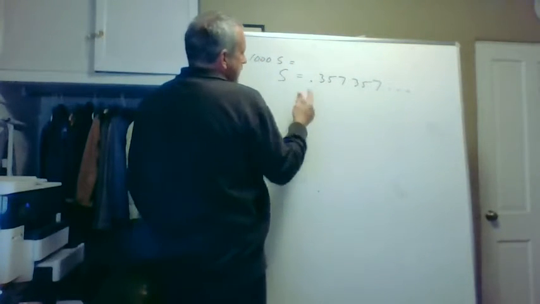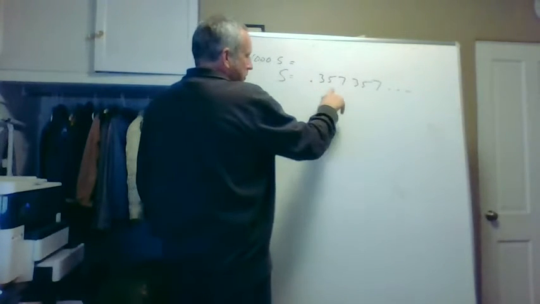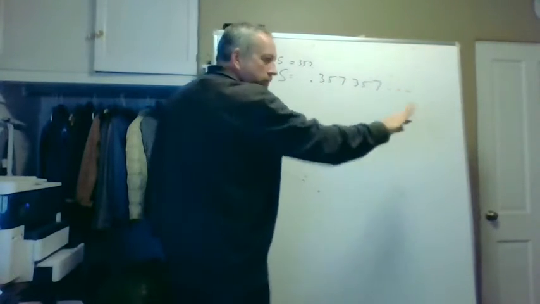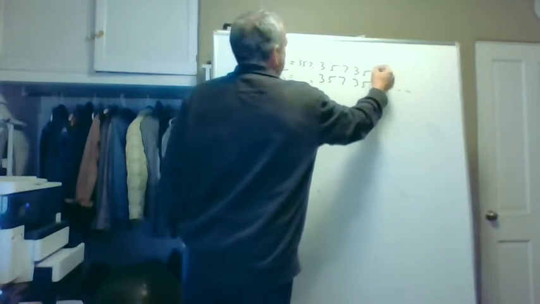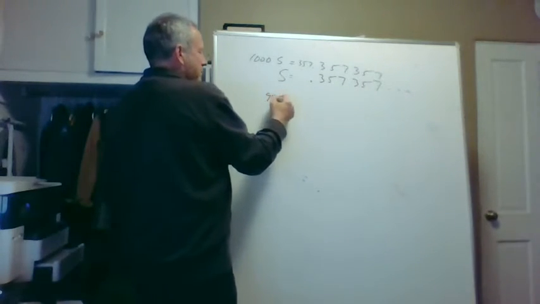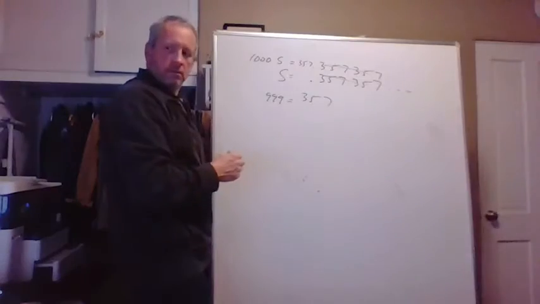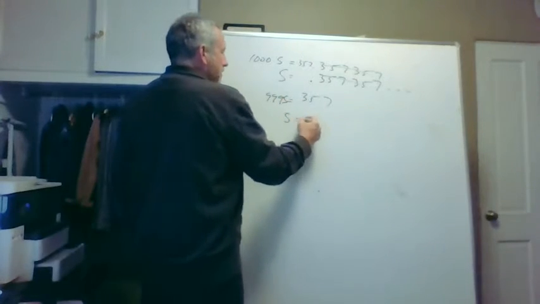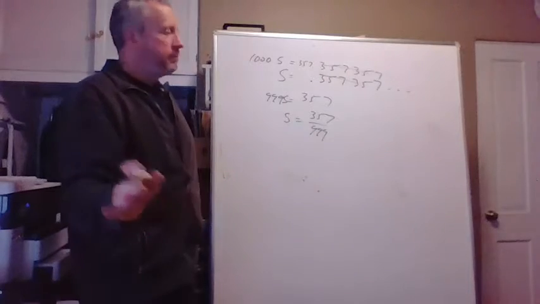Now on this side, I'm going to write it in a slightly strange way, maybe. But look, you multiply by 1,000, so we move the decimal over 3 places. So 357 point. But then the 357s keep going, so we have an endless supply of them. And we get this, and I'm going to subtract 1000S minus S. Over here, all those cancel each other out, and we get this. Divide by 999. Oh, that was S. Sorry about that. So S is 357 divided by 999. Done. Finished.